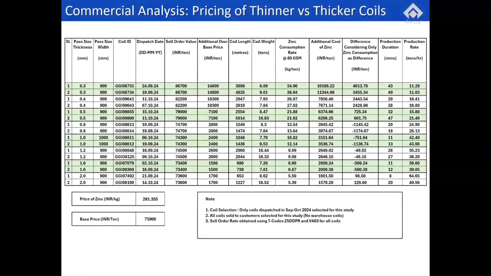These are the commercial figures. I will be sharing the slide. You can go through how a thinner and a thicker coil differ in zinc consumption and additional cost of zinc per ton. In a thinner coil of 0.39 by 900, per ton 10 to 11,000 rupees of zinc is used. For a thicker coil, per ton it is around 15 to 1600 rupees. So it is for my commercial counterparts to analyze and understand. I will be sharing this document.